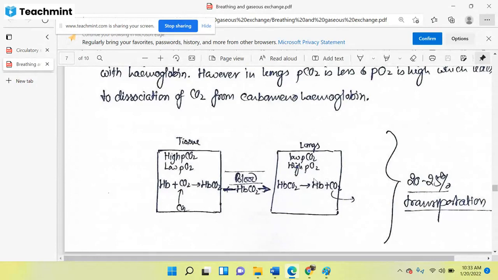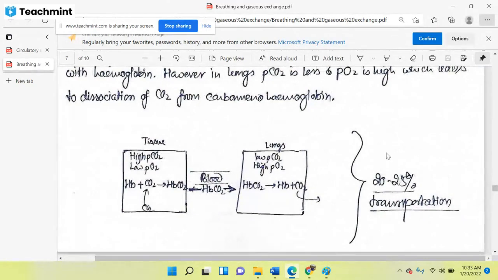When the carbon dioxide dissociates, the bond that was formed before with this hemoglobin is broken, and the carbon dioxide becomes free and is expelled by the process of expiration. So you know that 20 to 25% of the carbon dioxide is transported by both of these ways. Here the binding of carbon dioxide takes place, and here the release of carbon dioxide takes place.